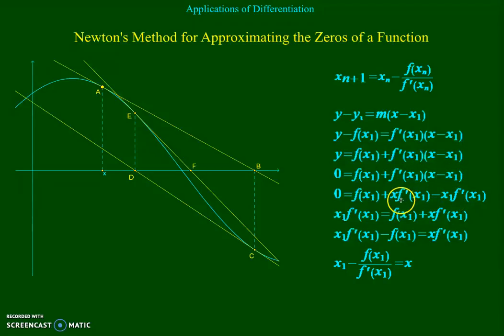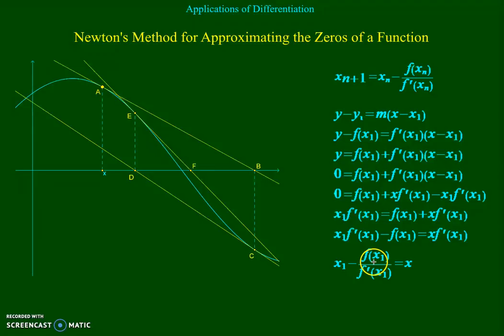Now we need to solve for x, so this term has to be left on the left hand side, so we're going to move this term to the right hand side. Likewise, we need to get this term to the other side, so we subtract f of x1, and finally we divide by f prime of x1. And this gives us our specific form for Newton's method for the first approximation. And so this equation is a generalization of this specific approximation.